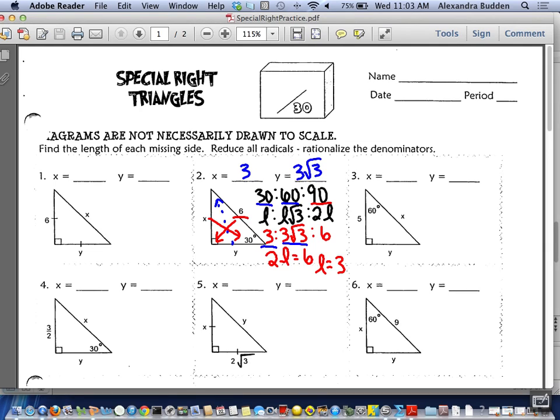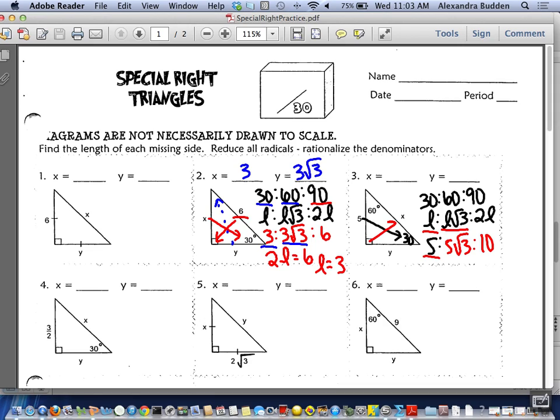Okay, right now we're going to do problem 3, which again is a 30, 60, 90 triangle. So the first thing I'm going to do is write my ratios. 30, 60, 90. L, L root 3, and 2L. I know 5, which is across from this 30 degrees. So under the 30, I'm going to write 5. Okay, so I know L is equal to 5. If L is equal to 5, L root 3 is going to be 5 root 3. And 2L, 2 multiplied by 5 is 10.